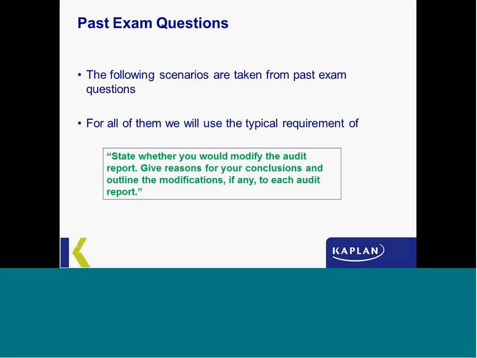For all of them, what we're going to use is the typical requirement: whether you would modify the audit report, reasons for your conclusions, and outline the modifications, if any, to each audit report. That is a classic audit reporting style question. Here's a problem. What's the report? What's the opinion? Modified? Is it not modified? That's what it boils down to. Find the audit report and the audit opinion. So let's go through each one at a time, explaining what we would put in.